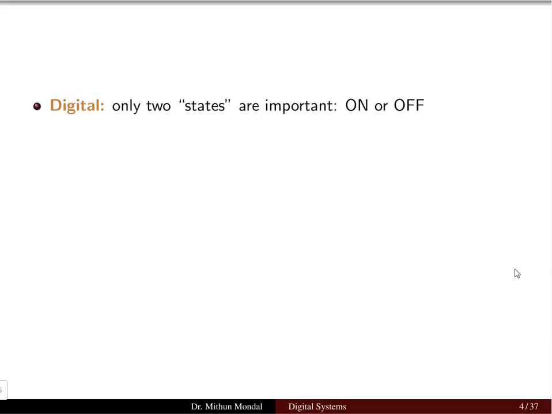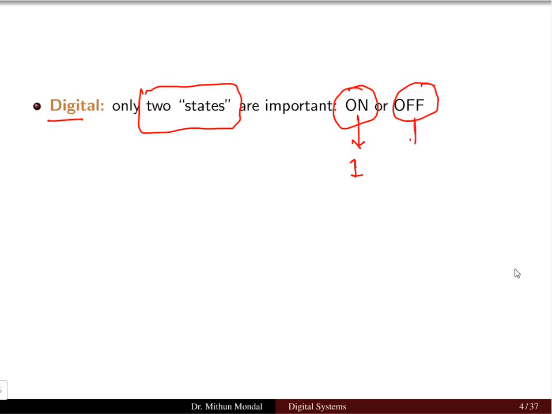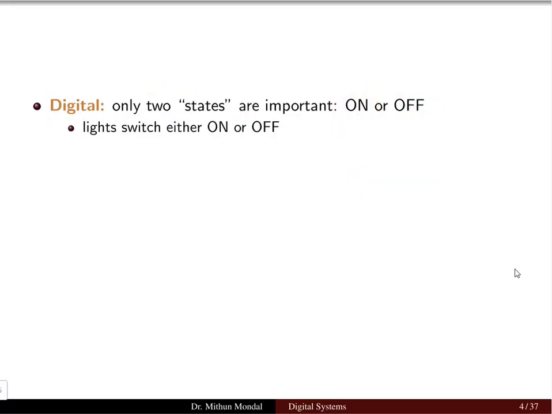Whereas when we talk about the digital system, we are generally interested in only two states. The state may be the on state or the off state. When we talk about the on state, we represent it with 1 and the off state is represented with 0. So the numbers 1 and 0, or the on and off states, are the two states which are sufficient to represent any digital system.